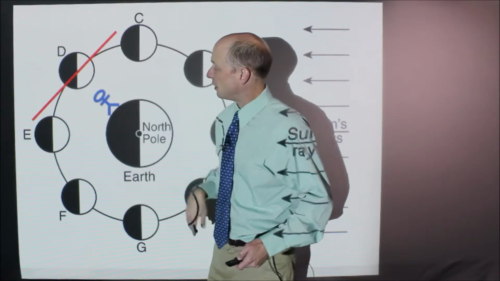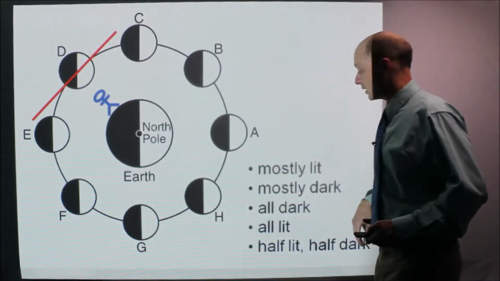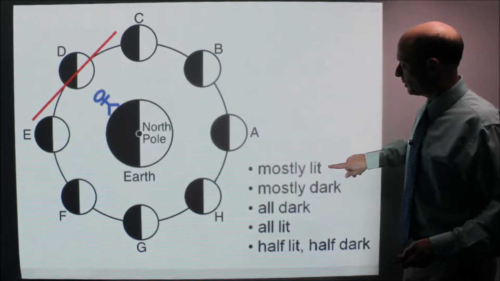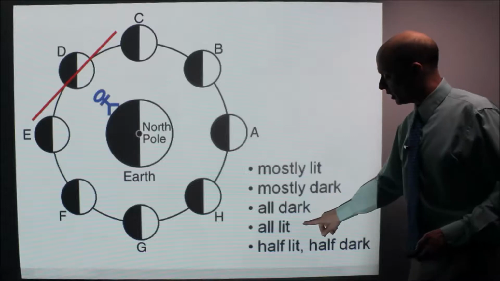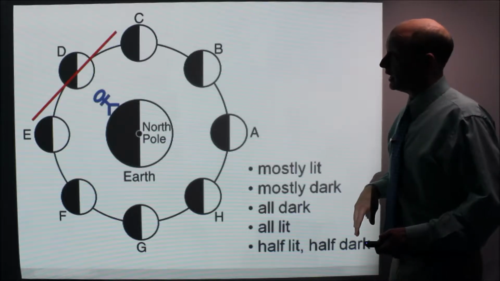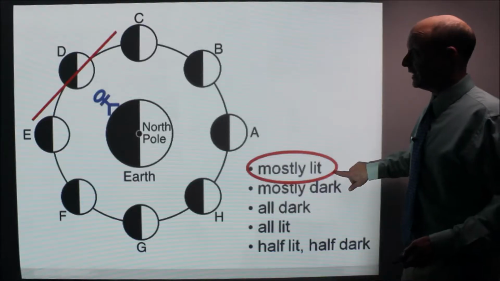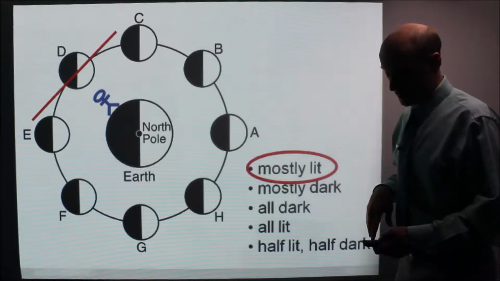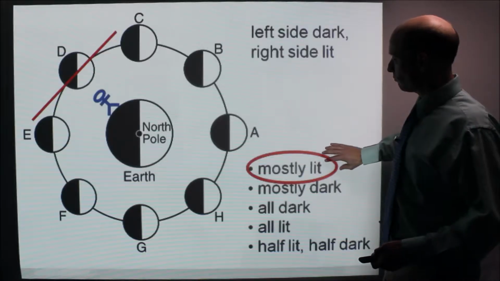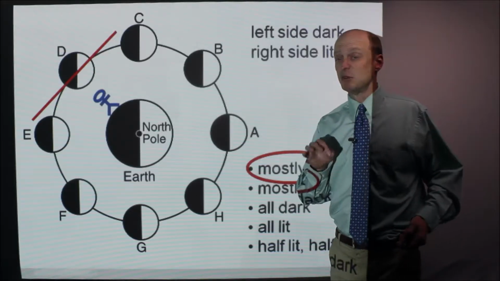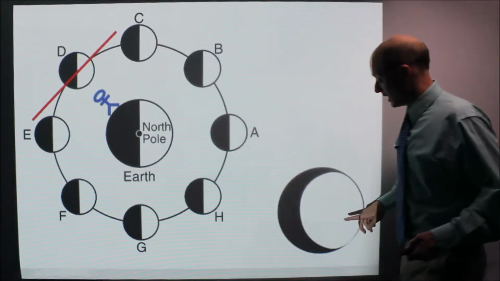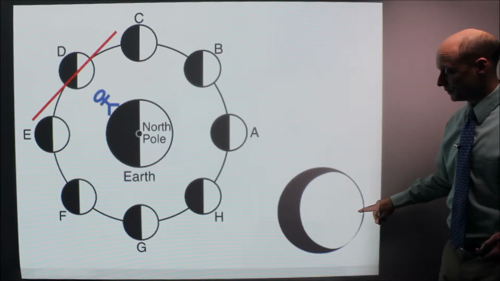So think of just this here, and then the question that you want to ask is, when that person looks up, do they see the moon to be mostly lit, mostly dark, all lit, or half lit, half dark? Looking at that, you'll see that it is going to be mostly lit, and then you want to determine is it the left side or right side that is lit and dark. You're going to see left side dark, right side lit, and the right side is mostly lit. So that moon phase, when it's at location D in its revolution around Earth, is going to look like this.